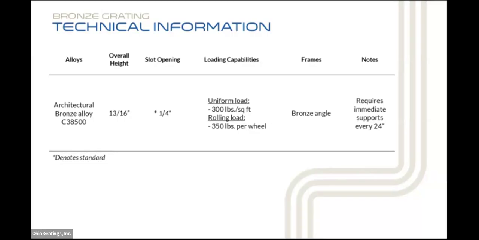As far as the loading capabilities, this one has a uniform load of 300 pounds per square foot and a rolling load of 350 pounds per wheel. It can come with a variety of angle frame or frame designs and alloys as well. Typically, you'd want to be using 316 stainless steel just from a dissimilar metal standpoint. That's going to give you the best bearing and less caustic reaction there.